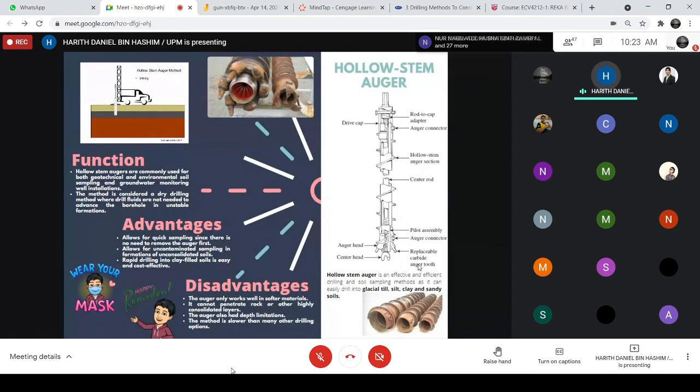The function of the hollow stem auger is that it is usually used for both geotechnical and environmental soil sampling, and it is also used for groundwater monitoring and well installation. Also, the hollow stem auger method is considered dry drilling because this method does not need any fluids to advance the borehole in unstable formations. So I'll pass to Nuril for how it works.